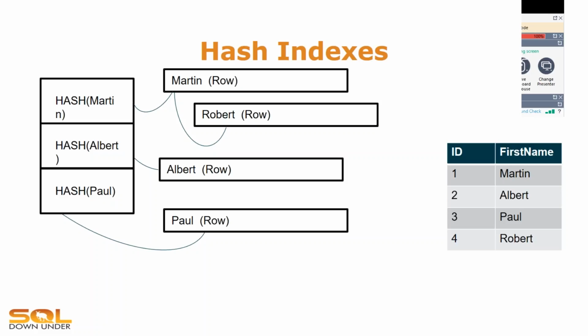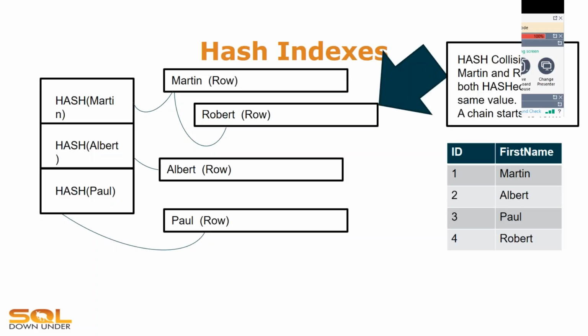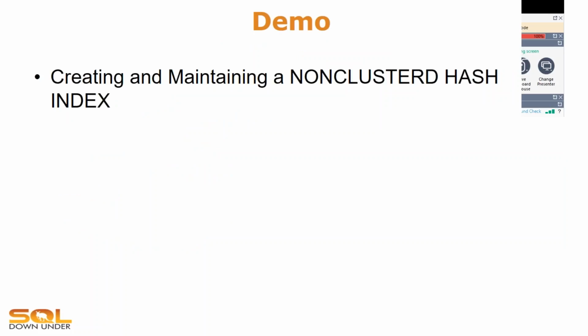We can avoid this by making a large number of hash buckets. So if we know we're going to have 1 million values in our table, try and make 2 million hash buckets as a rule of thumb. So let's have a look at some syntax about how this would work.